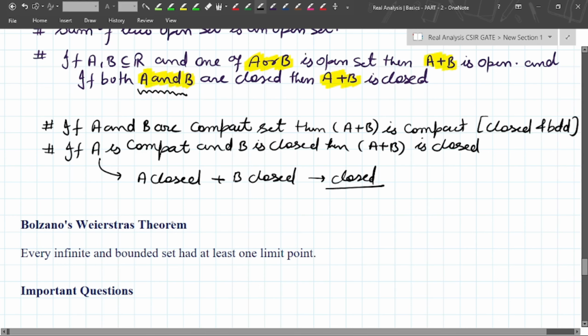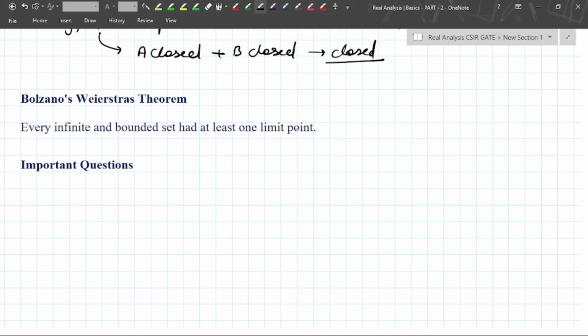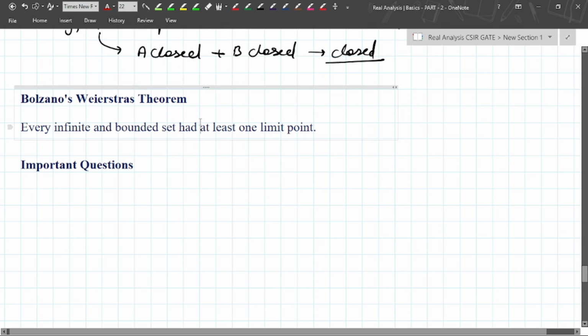Next we have the Bolzano-Weierstrass theorem. The Bolzano-Weierstrass theorem says that every infinite and bounded set has at least one limit point.